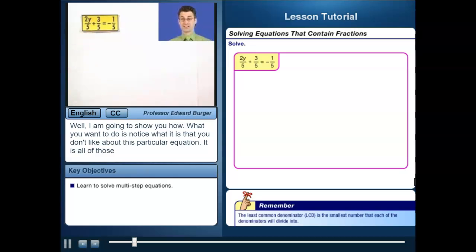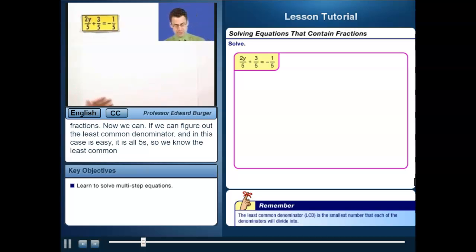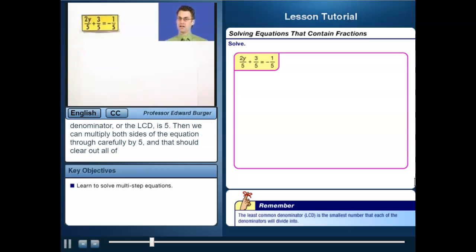Check it out. 2y/5 plus 3/5 equals -1/5. How in the world are we going to solve that? Well, I'm going to show you right now, because what you want to do is notice what it is that you don't like about this particular equation. It's all those fractions. Oh no, fractions. They make life a little bit difficult sometimes. So it would be great if we could just get rid of the fractions.